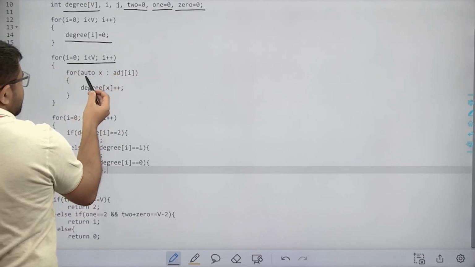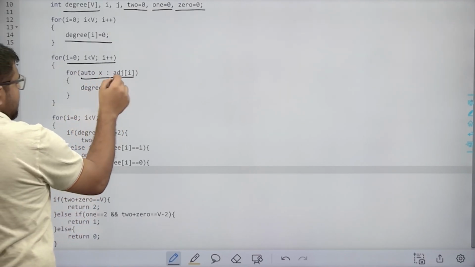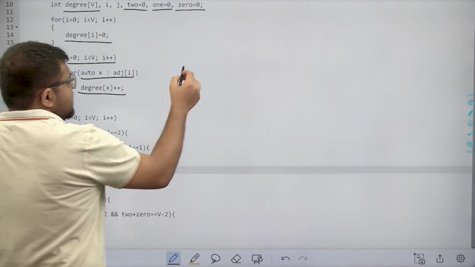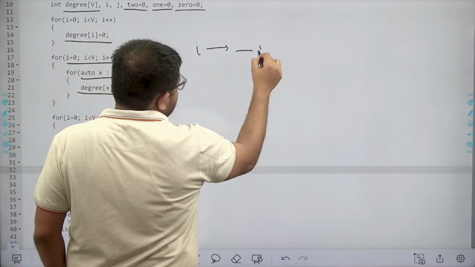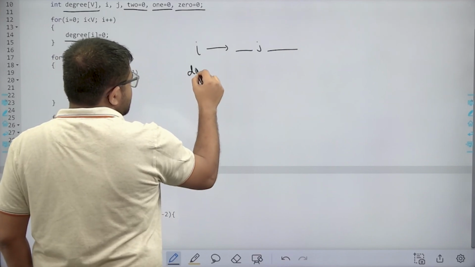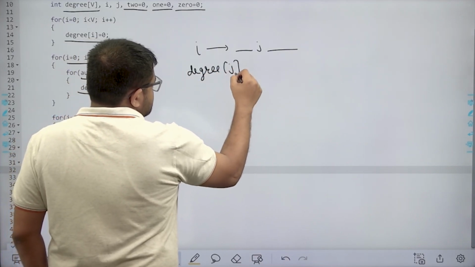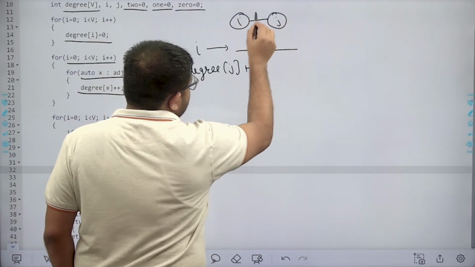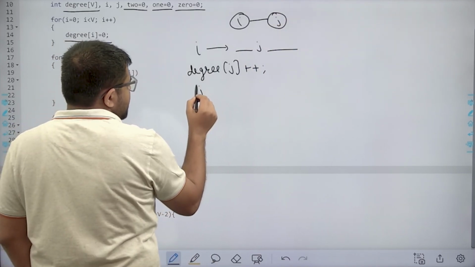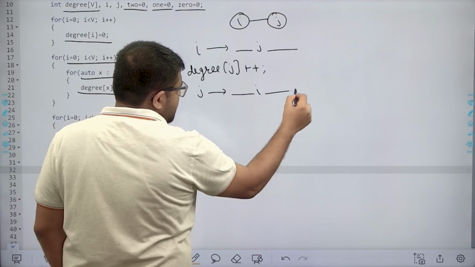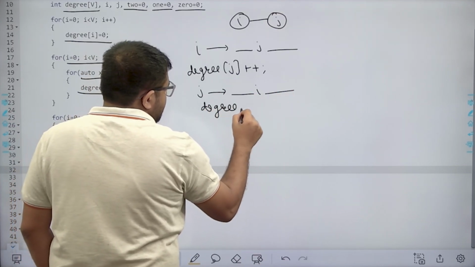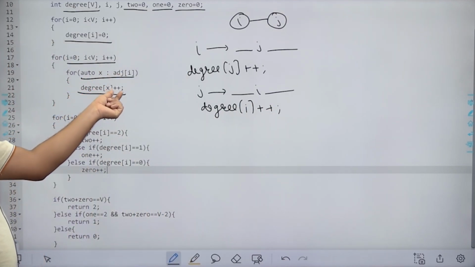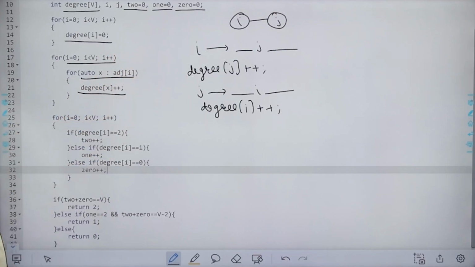Then I have traversed all the vertices. I have traversed the adjacency list, and whatever be the x in the adjacency list, I have counted its degree, degree of x plus plus. So basically, let's say in the adjacency list of i there is some value j. Then I will say degree of j plus plus, so the degree of j will increase. Now this is an edge between i and j, so the degree of i should also increase. It will increase when we traverse the adjacency list of j. Somewhere in that it will be i, and during that time the degree of i will increase. So basically we traverse the adjacency list and do degree of x plus plus, where x are all the elements present in the different adjacency lists.